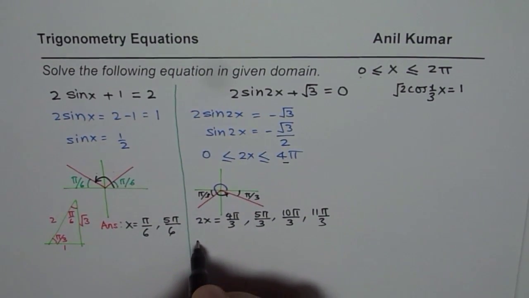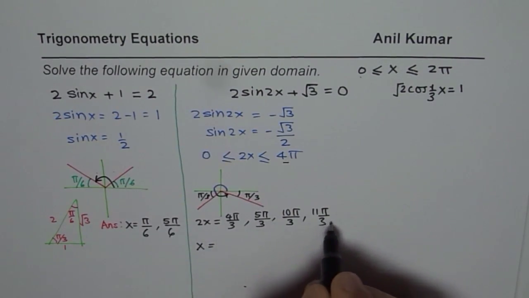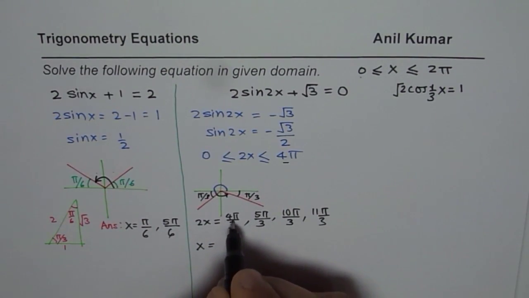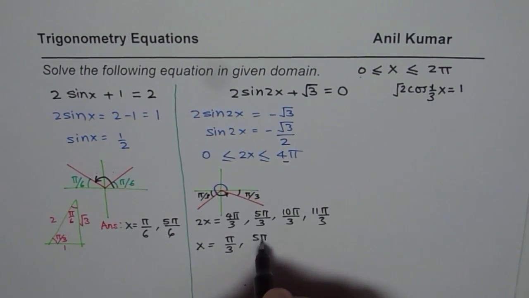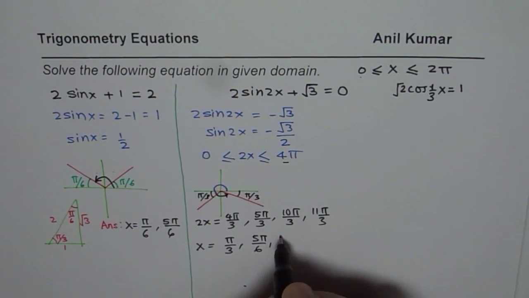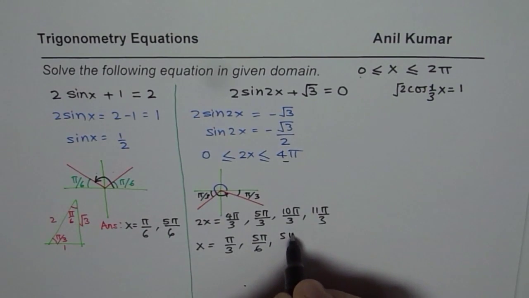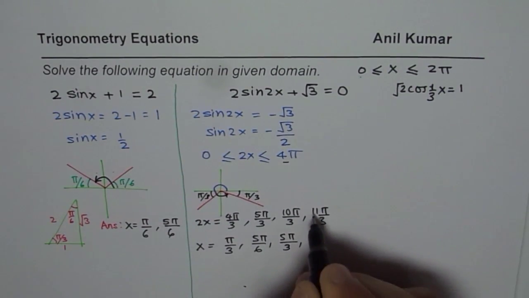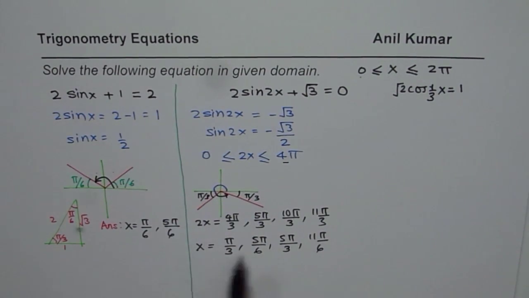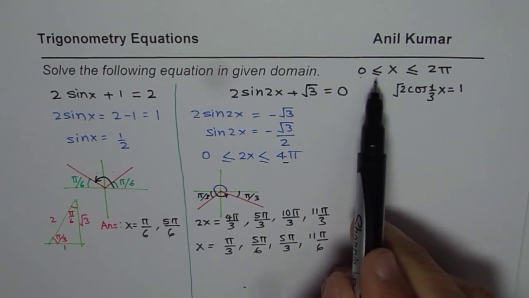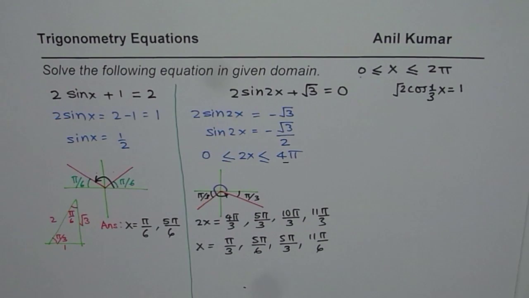What is x equal to? x is equal to, you need to divide them by 2. So when you divide by 2, you get pi by 3 here. Divide by 2, you get 5 pi by 6. Divide by 2, you get 5 pi by 3. And divide by 2, 11 pi by 6. You'll note these answers of x are within your domain. Do you get the idea?